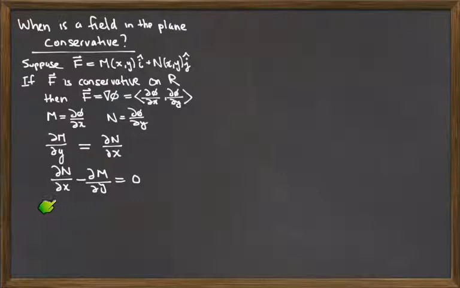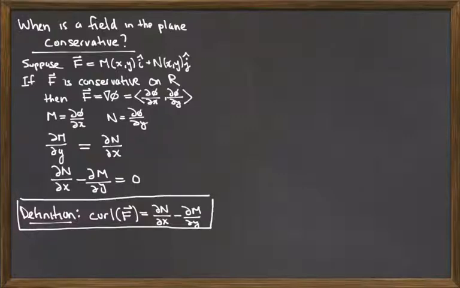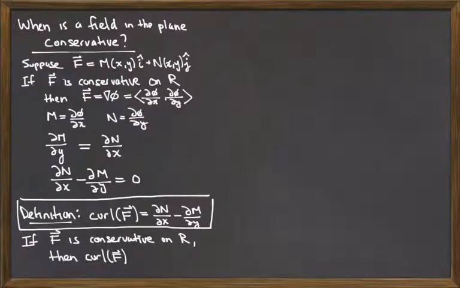This quantity on the left has a name, and we're going to make a little definition here. This quantity is called the curl of the vector field. So the curl of f, we'll write it this way, is the partial derivative with respect to x of the j component of your field, minus the partial derivative with respect to y of the i component of your field. And our conclusion right now is that if my field f is conservative, then the curl of that field should be 0 on the region that we're talking about.